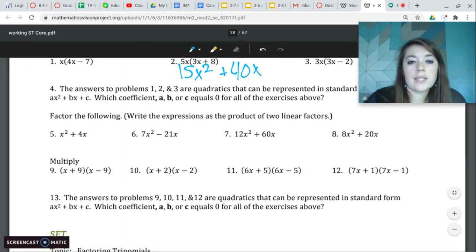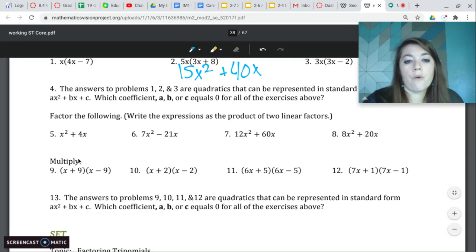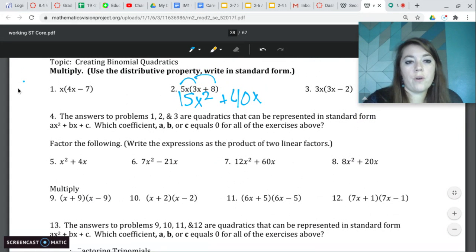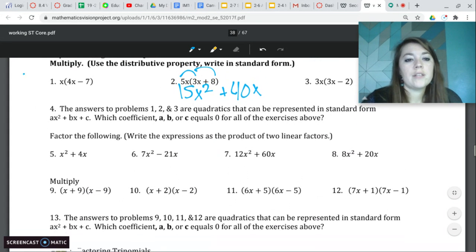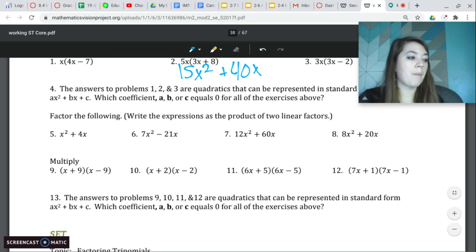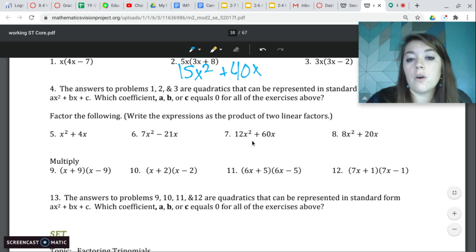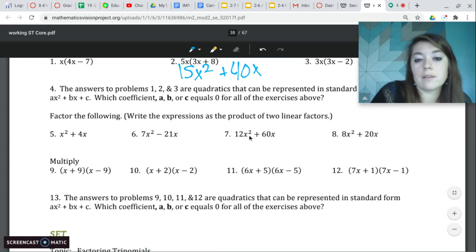The next one, factor the following. Write the expressions as products of 2 linear factors. That means we want to go from this form here to this form up here. So what do 12x squared and 60x have in common? They are both divisible by 6, but we can put in 12 into both of them. So they both are divisible by 12. They also both have at least one x.